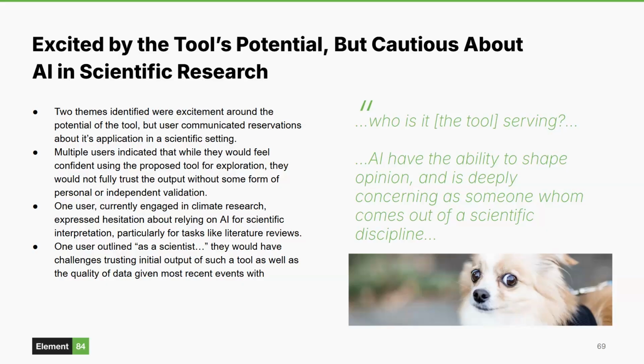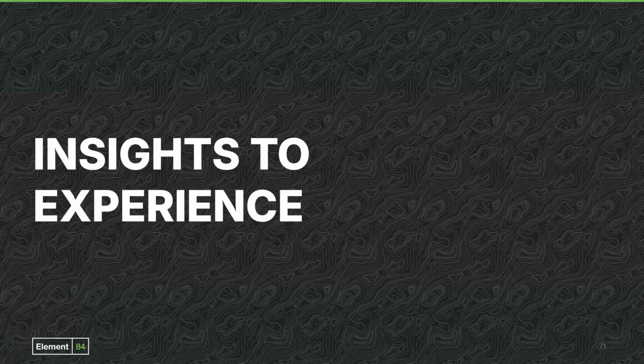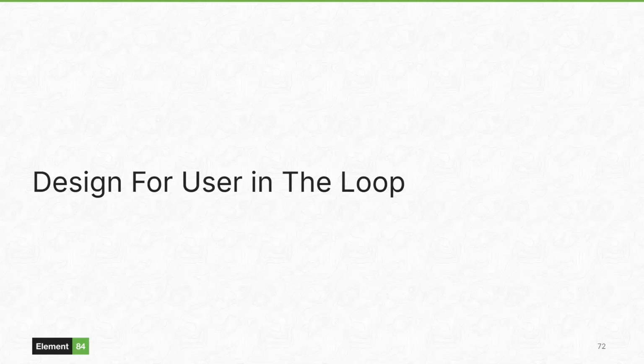So how do we necessarily take all these key findings and translate them over into design decisions and direction? So again, data set exploration, data set quality, visualization, response confidence, and excitement and reservations. So insights to experience. The first thing is we want to make sure that we're accounting for the users in the loop. We want to be able to allow them to augment the input, change things, and really gut check the artificial intelligence so that it's not throw in a request, throw out an answer.